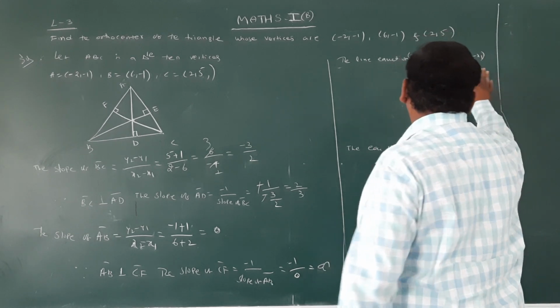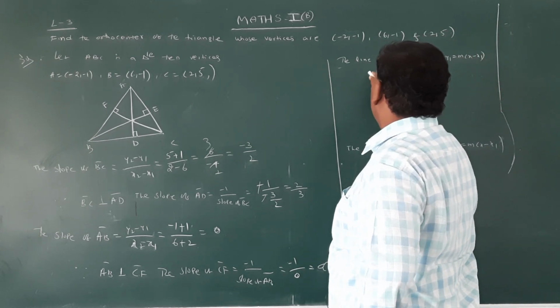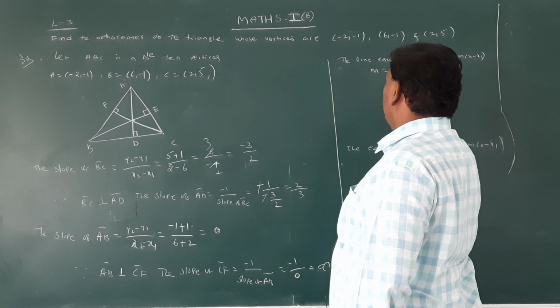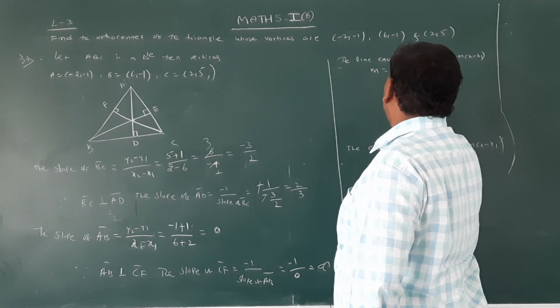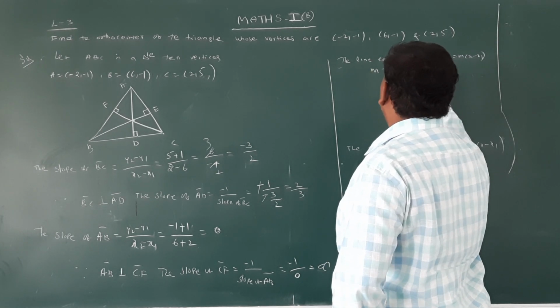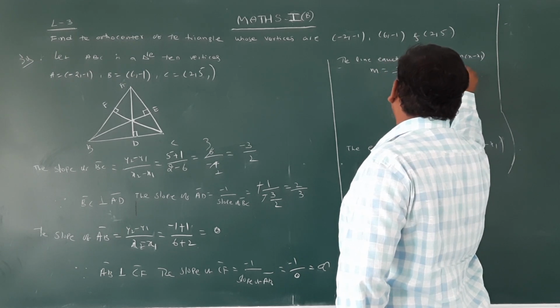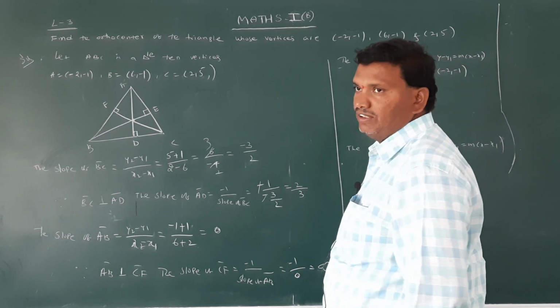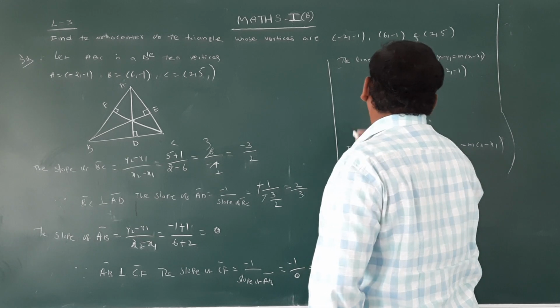The line equation of AD. What is the slope? m is equal to 2 by 3. Next, the point A is equal to minus 2 comma minus 1.